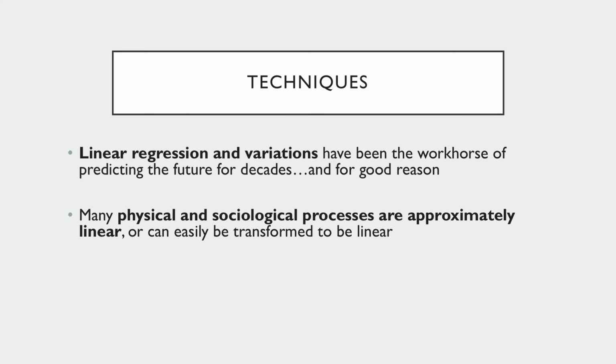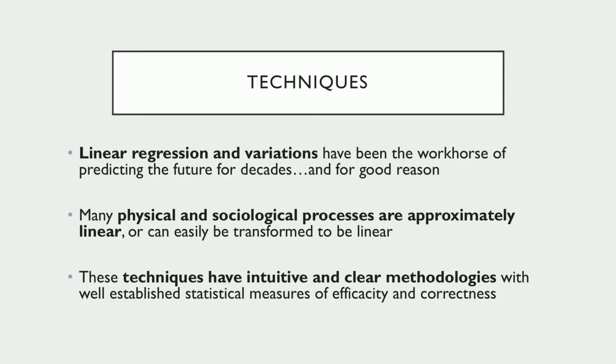If you get more of a dose of medicine, to some extent that's linear. It will be more or less effective. And so if the underlying systems are linear, our methodologies should be linear. These techniques also are advantageous because they have intuitive and clear methodologies with well-established statistical measures of efficacy and correctness. So that means when you use a linear way of making a prediction about the future, you know what your uncertainty is, and you are also able to convey this in a very intuitive way, versus models that are built with deep learning, for example, which are not always quite so intuitive. So a linear method for predicting the future is generally your first best pass at predicting your data.